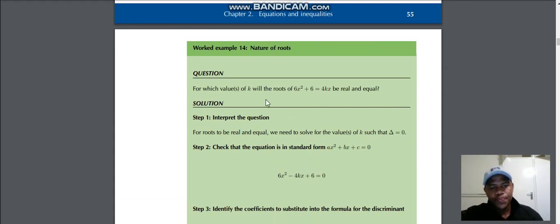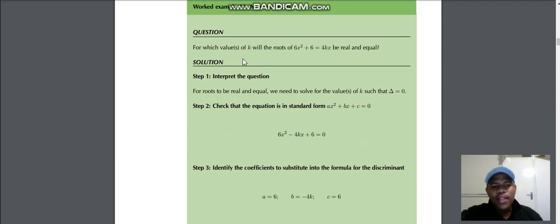Following question: for which values of k will the roots of 6x squared plus 6 equal to 4kx be real and equal? So we're looking at where they would be real and equal. So again, let's look at how you would interpret the question. For roots to be real and equal, we need to solve for the values of k such that the discriminant is equal to 0.